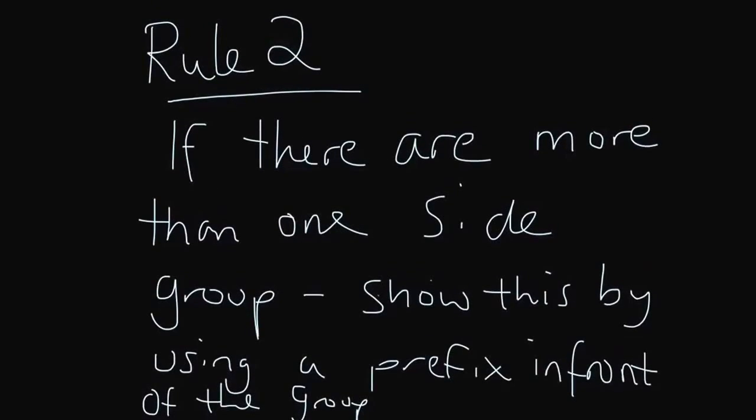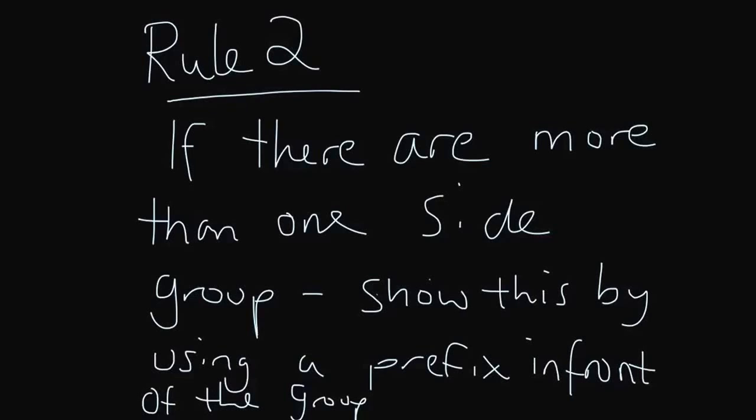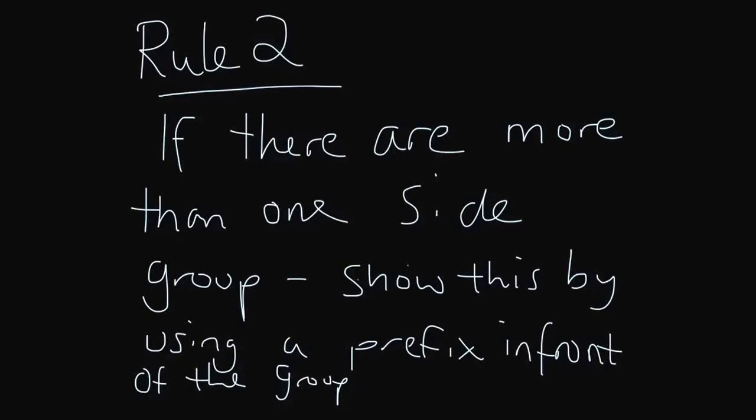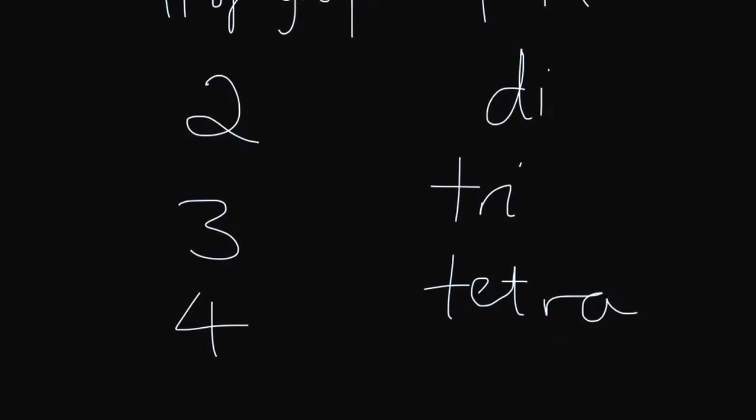The next rule. If you have more than one side group, we have to show this by using a prefix in front of the group. Or, in nicer words, if the same substituent occurs more than once, the number of each carbon of the parent chain on which the substituent occurs is given. In addition, the number of times a substituent group occurs is indicated by a prefix: di, tri, tetra, penta, hexa, and so on. And there it is in writing for you.